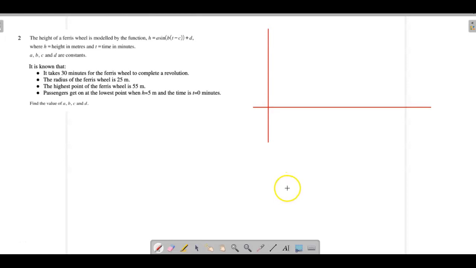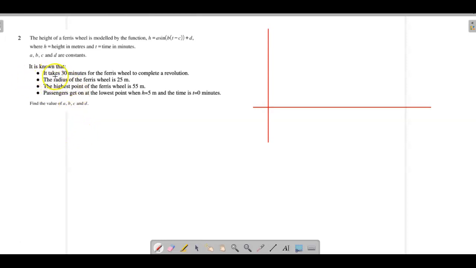We're looking at another trig modelling question here, but on this one I do not have the values of A, B, C and D, but what I do have is some information. So you might want to pause the video and try and do some of these questions on your own or get a feel for it as it stands.